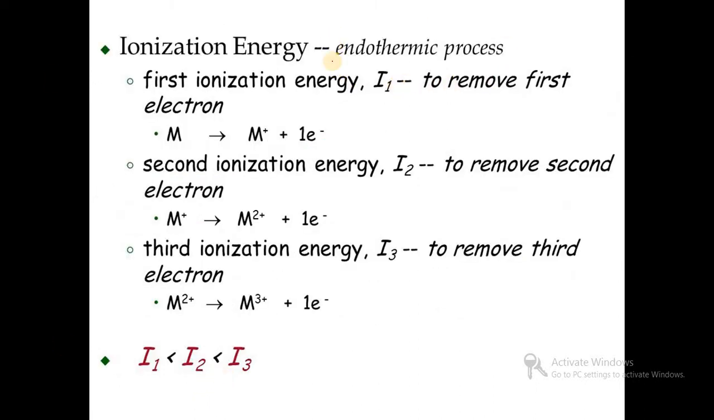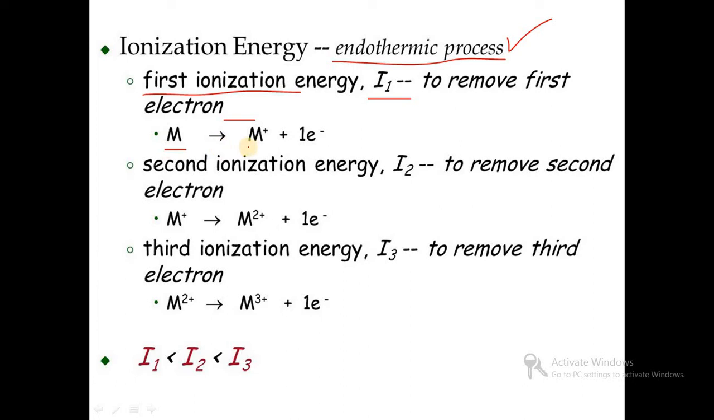So overall, ionization energy is an endothermic process. In a multiple choice question they may ask whether ionization energy is endothermic or exothermic. Endothermic means energy is absorbed or energy is required.